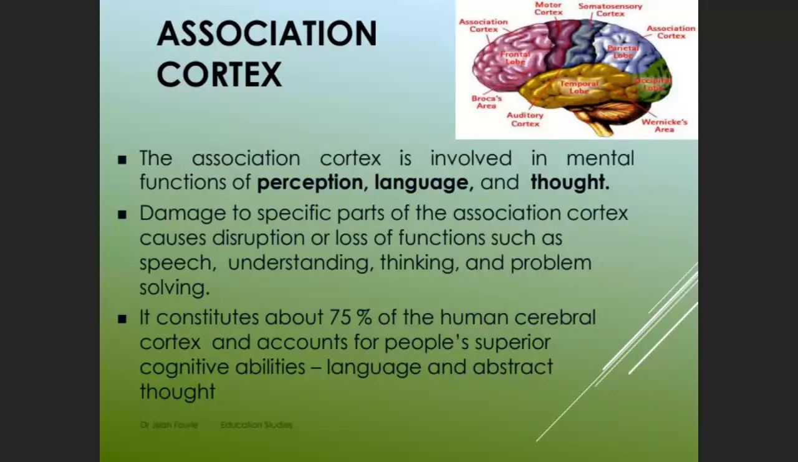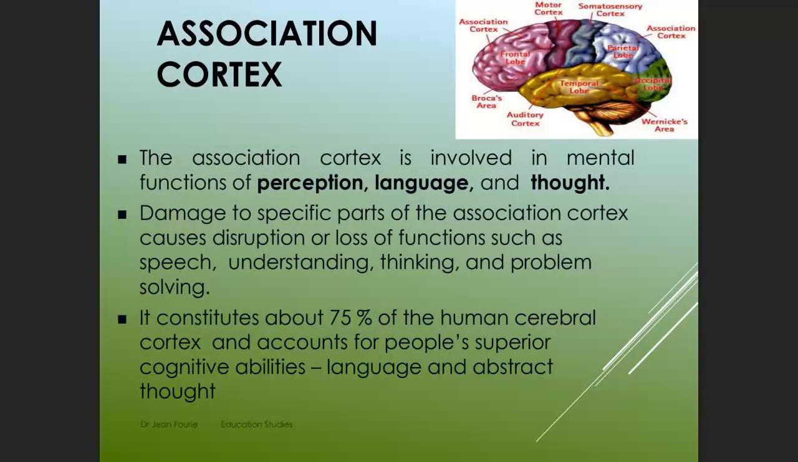The association cortex is involved in the functions of perception, perceiving, understanding, making meaning of the world from our senses around us. So it is taking input in from the eyes and the ears and making sense of what's happening. It's also involved in language and thought and our ability to understand speech and to do complex thinking and complex problem solving.